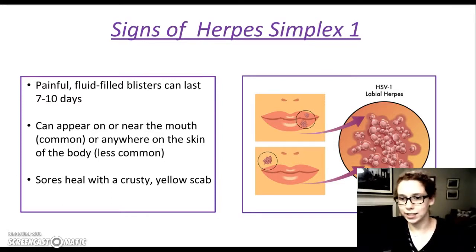And as you can see in this picture here, they are made up of these little fluid-filled blisters. And the fluid inside the blister starts to weep or leak after about 3 or 4 days of the blister being present. And about 4 days after this, the sore will begin to heal with a crusty scab that's usually yellow or kind of a darker pigmentation.